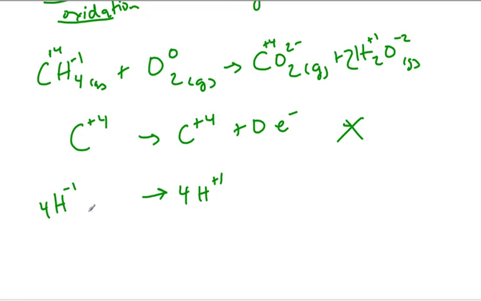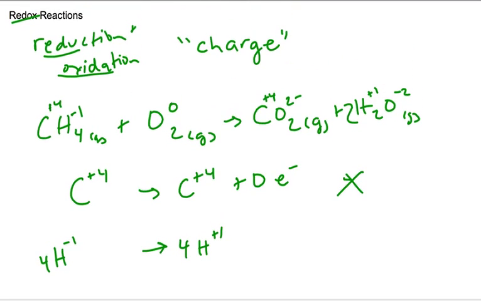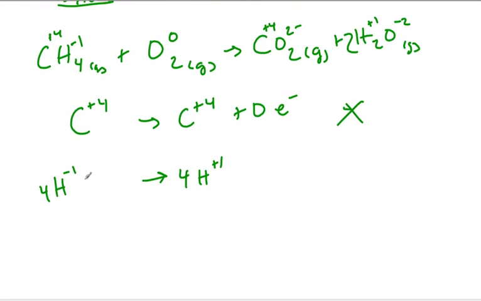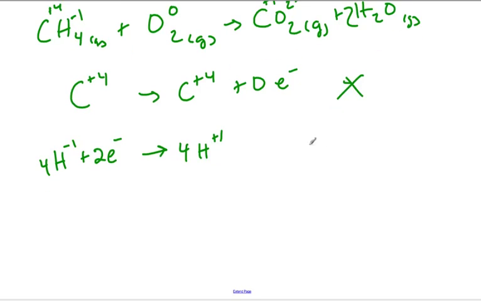So was that a positive change or a negative change? Well, it went from negative to positive, so that's a positive change. So that means since the charge went up, it's oxidized. So we lost 2 electrons, and doing that, we got +1. That was good. So that means this was oxidized. This is an example of oxidation.